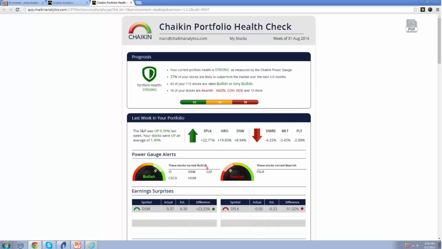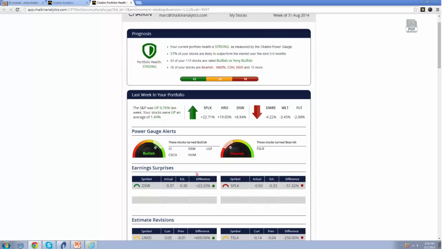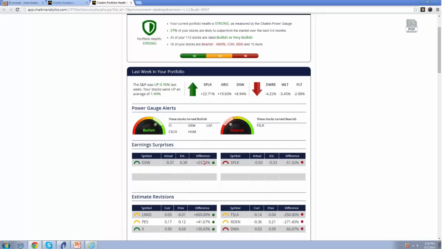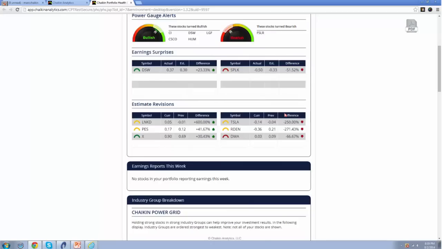Here are the ones that turned bullish last week. DSW is a big turnaround. Discount shoe retailer was bearish. Here are the stocks that reported positive earnings surprises. So why did the power gauge turn bullish on DSW? They surprised to the upside. Analysts started raising their opinions, and the stock went up.